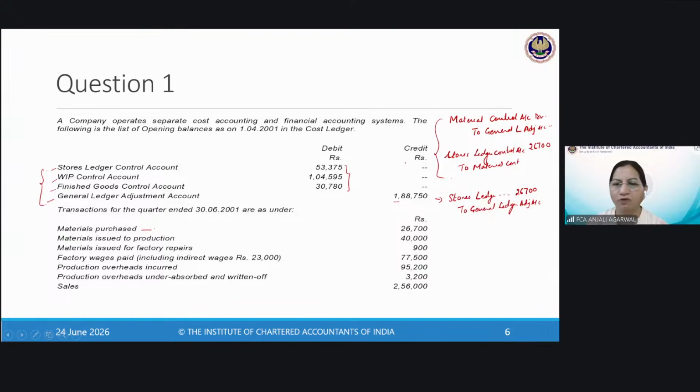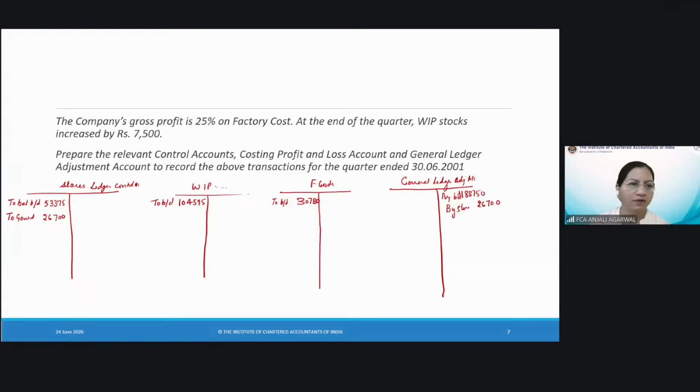Then what happened? Out of this, material issued to production. What is the scheme of journal entry when you issue the material for production? Work in progress control account debit to stores ledger. So once again, there is an impact on both the ledgers by 40,000. Work in progress is debited, stores is credited. So out of this amount, 40,000 worth of raw material has moved from here and it has gone to the WIP account. So we have used 40,000 worth of material for production.